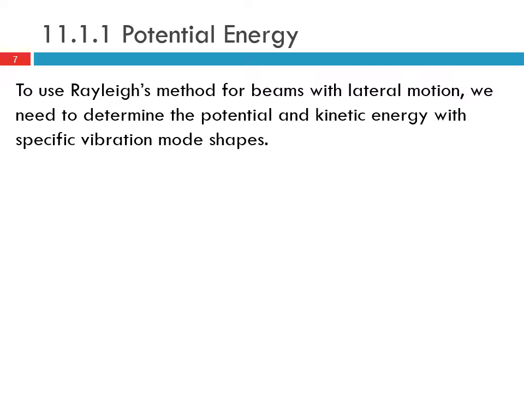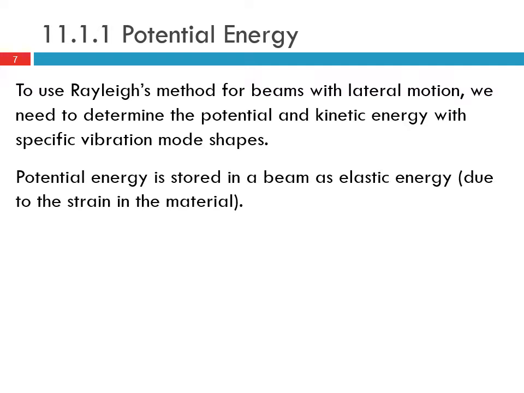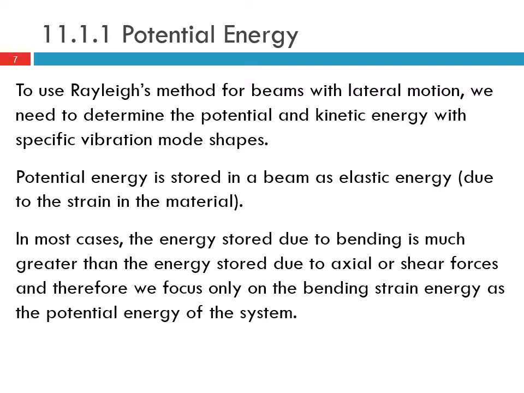So to use Rayleigh's method for beams with lateral motion, we need to determine the potential and kinetic energy with specific vibration mode shapes. The potential energy is stored in a beam as elastic energy due to the strain in the material. In most cases, the energy stored due to bending is much greater than the energy stored due to the axial or shear forces, so we only focus on the bending strain energy as the potential energy of the system.